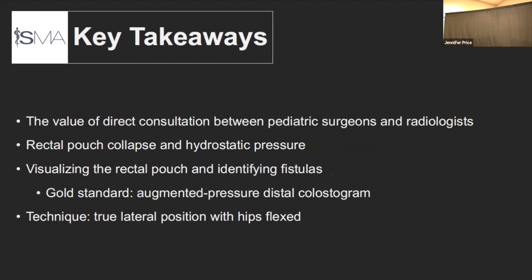So the key takeaways here are that the relationship between the pediatric surgeon and the radiologist was crucial for this case and for this patient. The rectal pouch is collapsed from musculature, so it requires hydrostatic pressure in order to expand it and fully visualize it. That's where the augmented pressure distal colostogram comes in. That's the gold standard currently. And technique is really important for this procedure, but it can be difficult because you're dealing with a newborn baby who probably doesn't want to sit still while this is all going on.